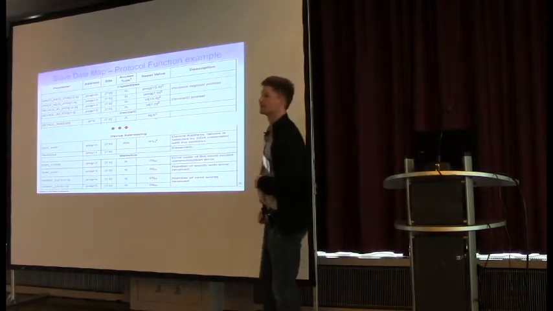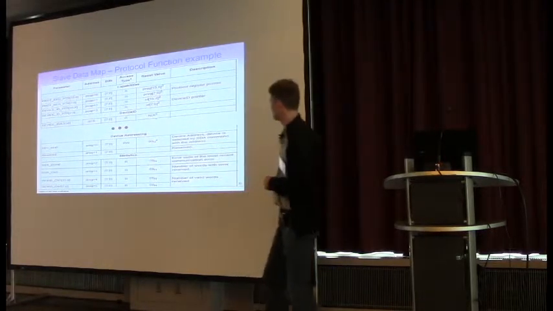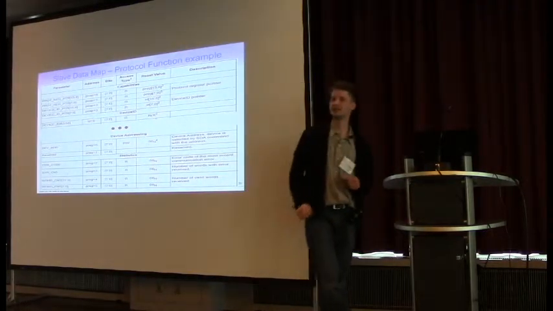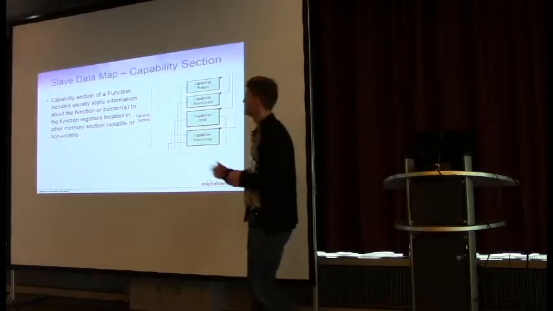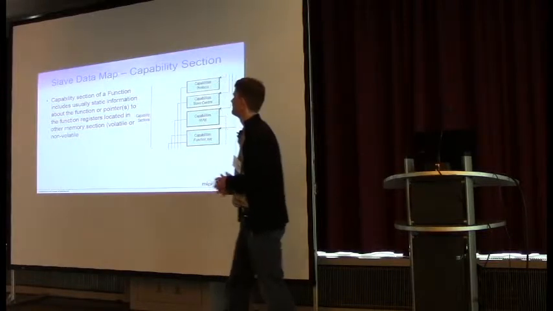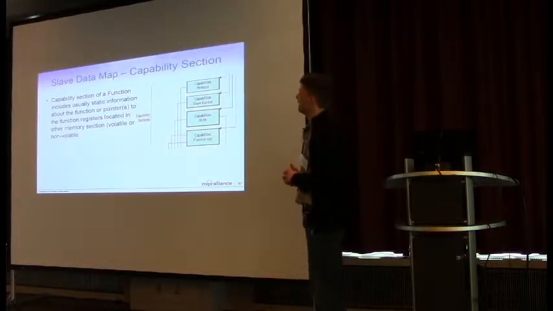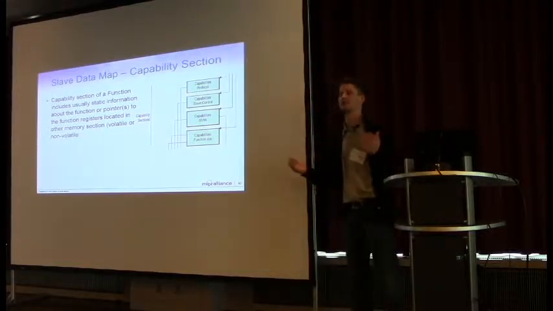Then some statistics on the communication. These are dynamic registers here: the error codes, for example, the number of valid words received, and so on. So here is more about the capabilities. The capability section of each function usually includes static information about the function and also pointers to the function registers located in other memory sections, volatile or non-volatile or register.